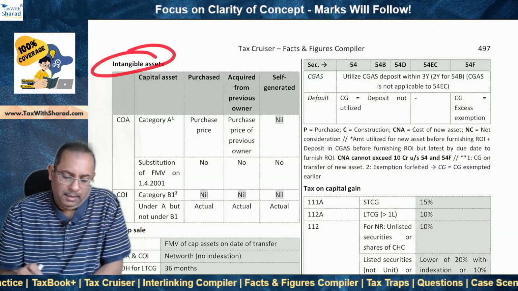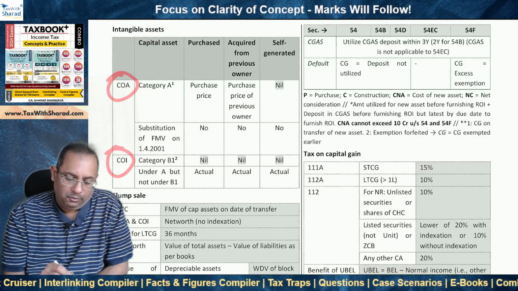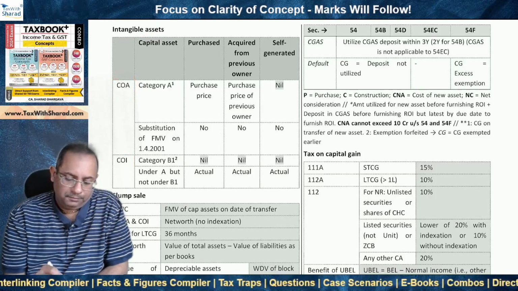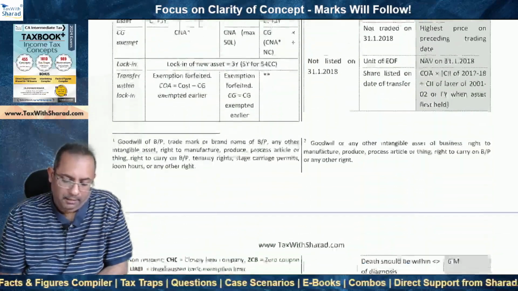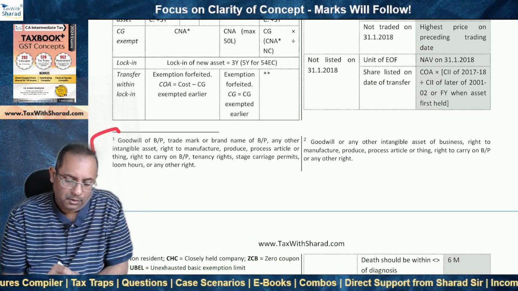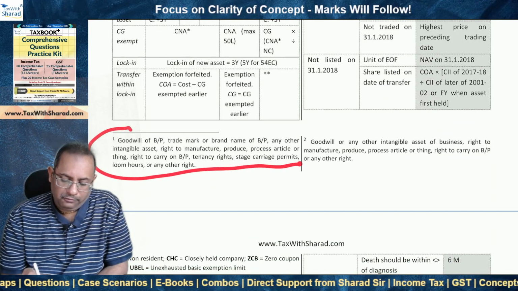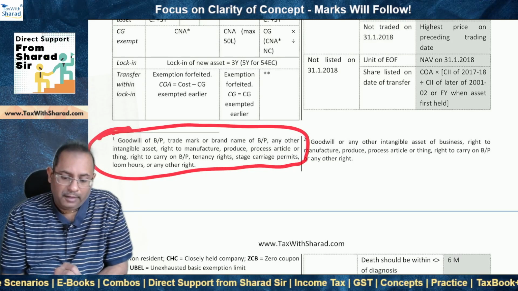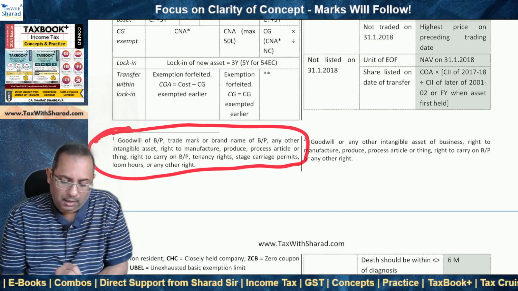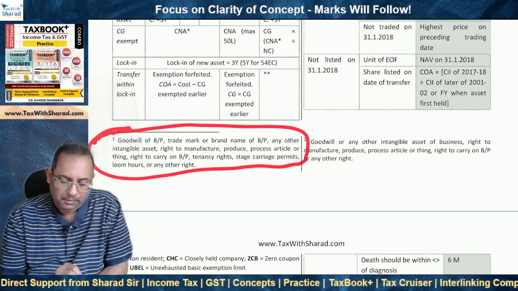In case of intangible assets, what is cost of acquisition and what is cost of improvement? What is cost of acquisition? Category A, capital asset falling in category A. What are these capital assets? Goodwill of business or profession, trademark or brand name of business or profession, then any other intangible asset, right to manufacture, produce, process, article or thing, right to carry on business or profession, tenancy rights, stage carriage permits, loom hours, or any other right.